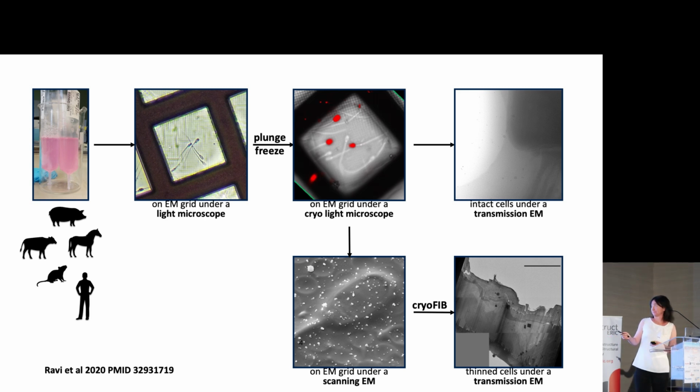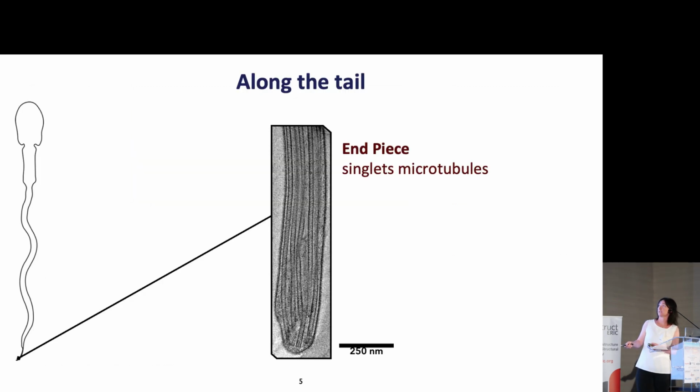And then from the beginning, we wanted to really take advantage of tomography on cellular samples, which means that once you have the sample in the microscope, you can look at every part of the cell. And so we took a really holistic approach where we looked at all parts of the cell. So I can essentially take you through a walk along the cell, and we can start from the really end part, and it's called the end piece.